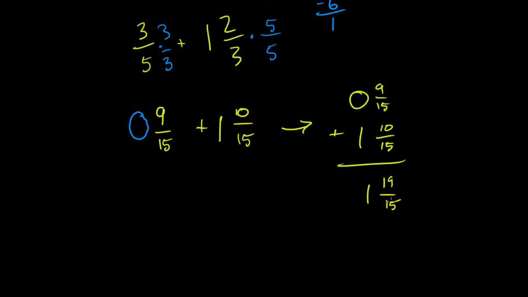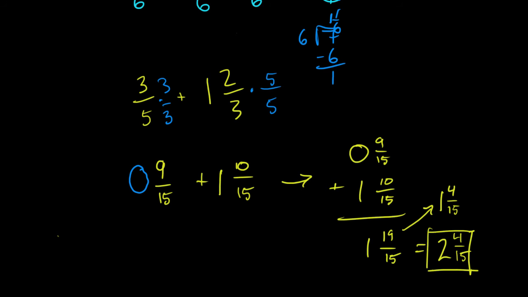The way I do that is I figure out how many times 15 goes into 19. 15 goes into 19 one time, and there are 4 left over. So this 19/15 is really like 1 and 4/15. Well, if I take this 1 and put it with the wholes, then I'll have 2, and I would only have 2 and 4/15. So that's the answer to adding these mixed numbers.